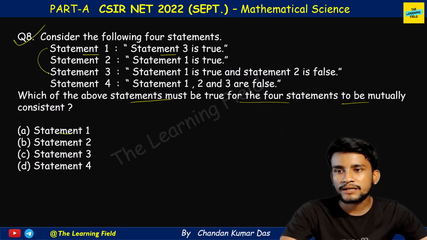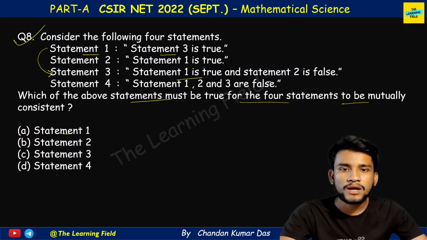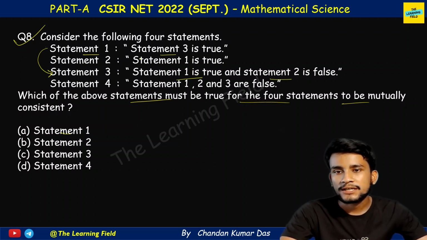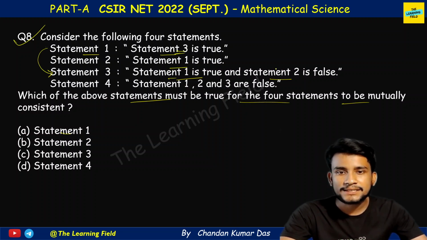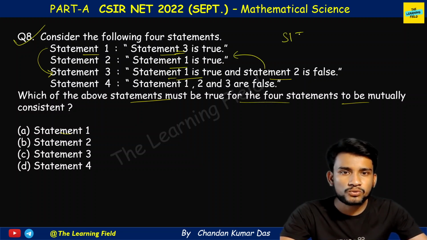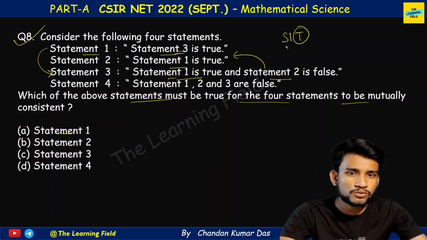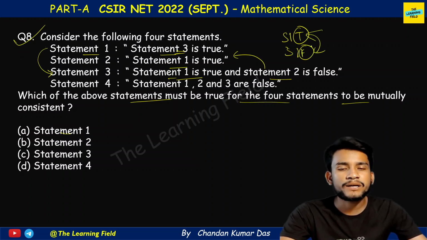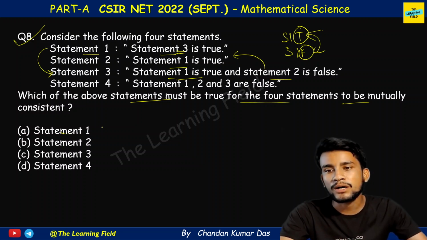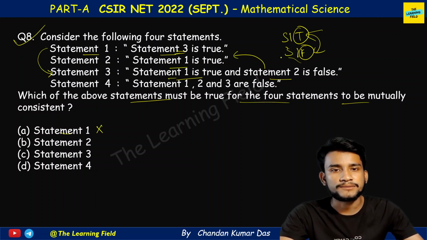So from here we can definitely conclude statement 3 is true, and statement 3 says that statement 1 is true and statement 2 is false. That means statement 1 is true, that means 3 is true, and statement 1 is true. Therefore this contradicts that statement 2 is false. Statement 2 false means S1 true, yet S1 true is also S1 false. So these two occur at the same time, that is S1 true as well as false. This is not possible, therefore statement 1 is not a correct statement.